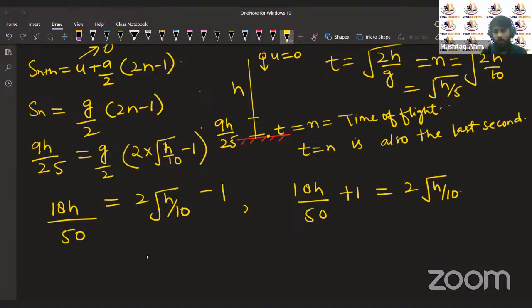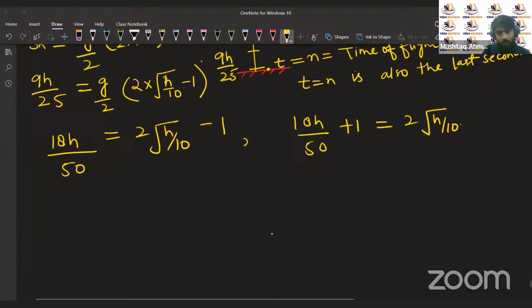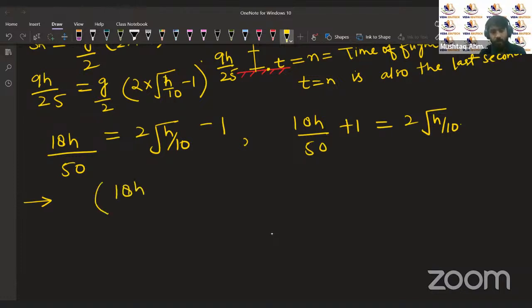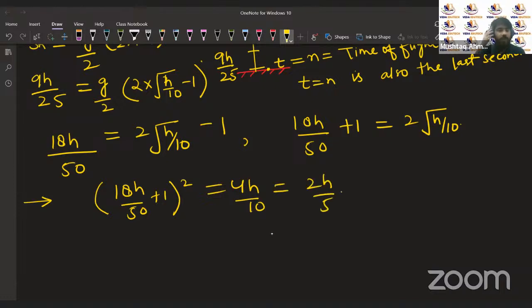So from here we can do one thing, we can try to solve it in this way. We can square both sides, like 18h upon 50 plus 1 whole square, and it will be left with 4h over 5, that will be equal to 2h over 5. So from this equation, we can easily calculate the height h.